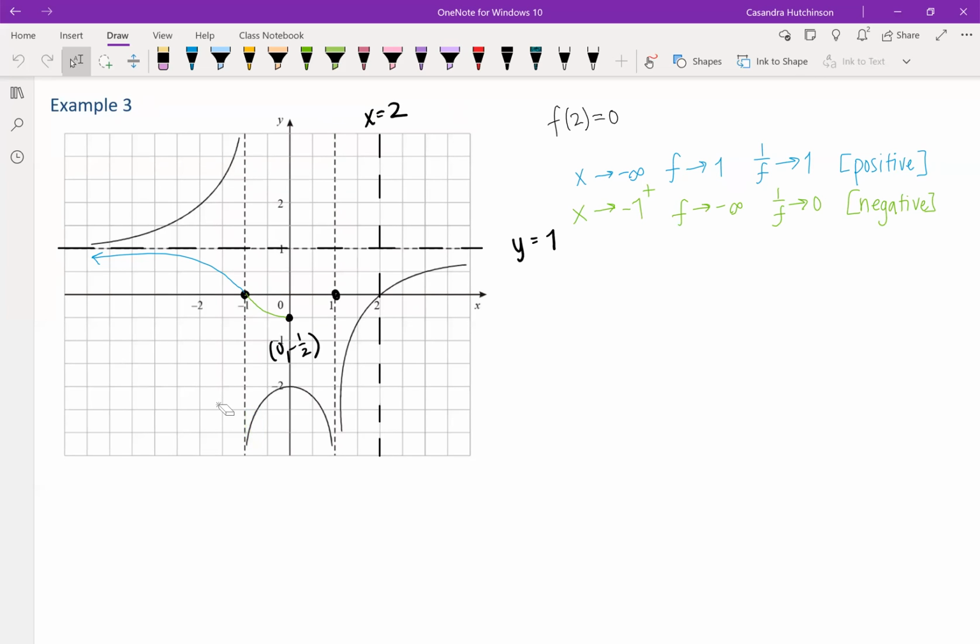On the other side, so considering like this part of the original graph, as x approaches +1, but from the left-hand side, my f is approaching -infinity. So it's negative, which means 1 over f will also be negative. 1 over f is going to approach 0. So we're coming back to 0.